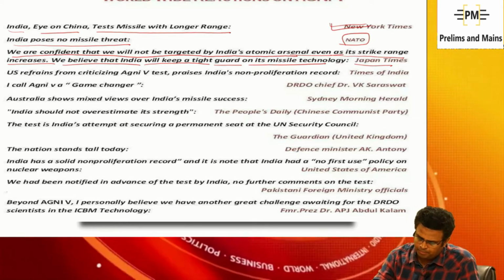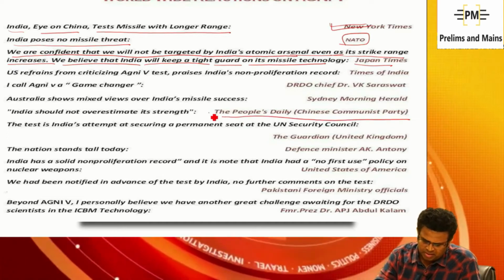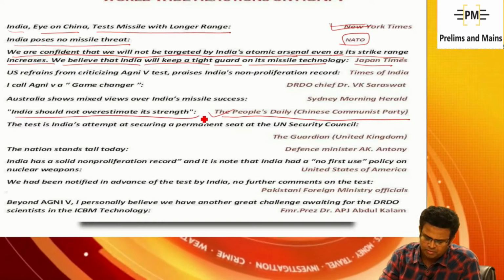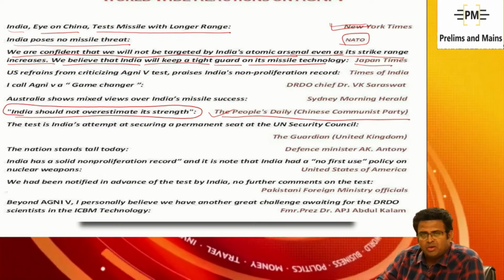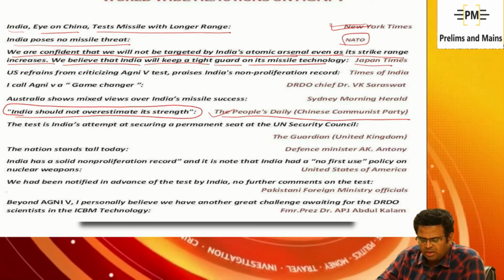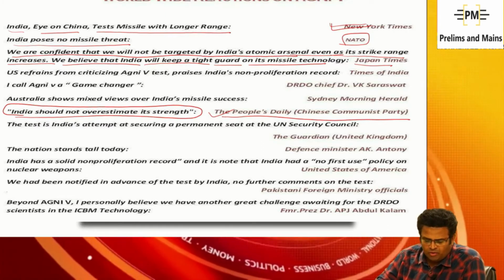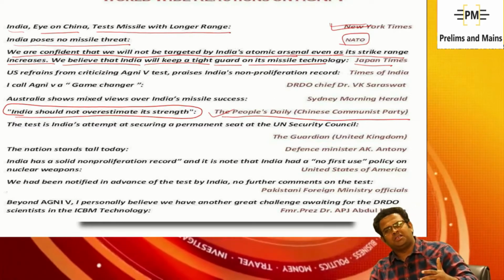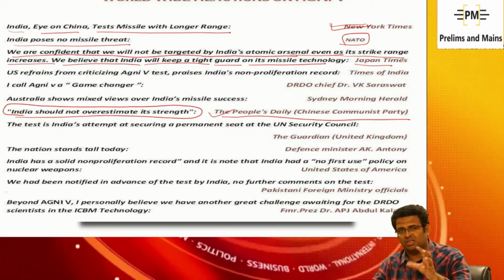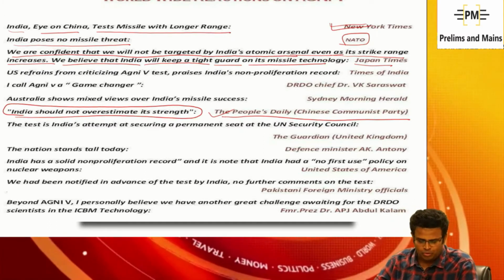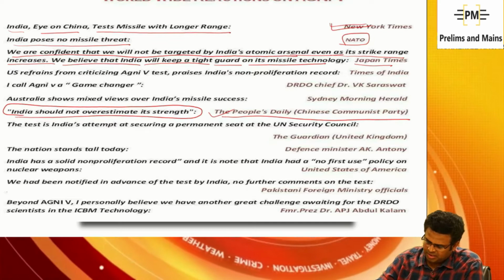If I talk about China, the People's Daily and the Global Times of China, in the newspaper you can see that India should not overestimate its strength. You know how they play with the words. India should not overestimate, because the whole of China comes under its range, and they said that India should not overestimate its strength. Apne strength ko zyada nahi samjho. That is the point. India did not say anything like this.